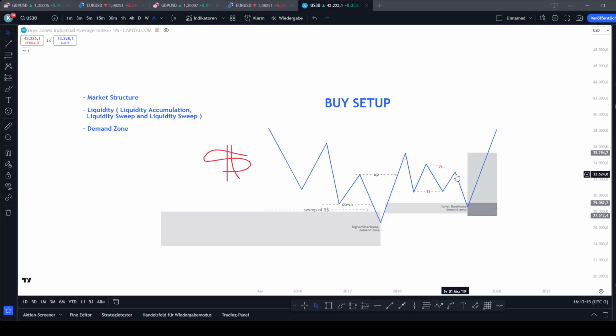and we expect liquidity to be taken out. In case there's liquidity, it should be taken out and price will come into our demand zone which was formed due to this move upwards, and our take profit should target the next available liquidity area.